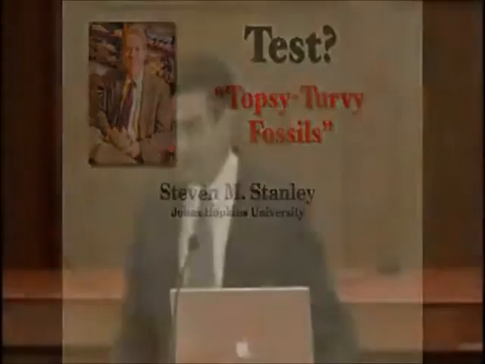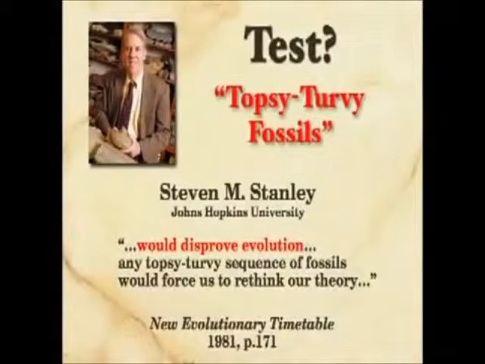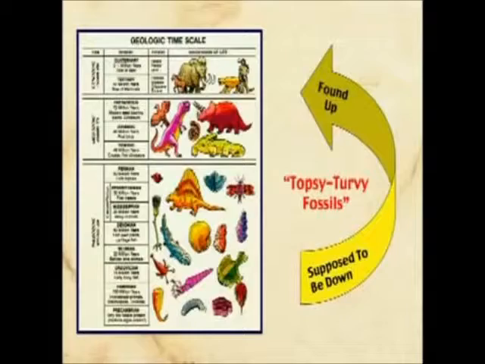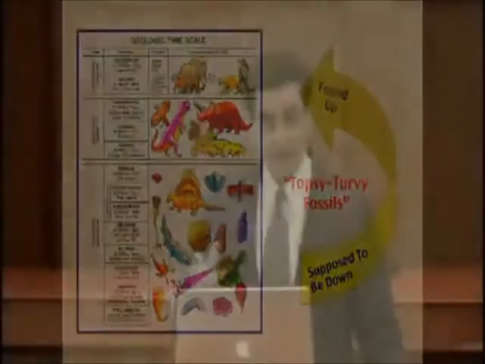We'll look at a fuller description of that before we conclude tonight, but this idea of things that are supposed to be at the bottom on top, or things supposed to be on the top on bottom, topsy-turvy fossils, would disprove evolution. Any topsy-turvy sequence of fossils would force us to rethink our theory. And so if you're finding things that are supposed to be on the bottom up at the top, then you've got a problem. Well, you should have. The problem for the evolutionist is we find that kind of thing all the time. That's really not that unusual.